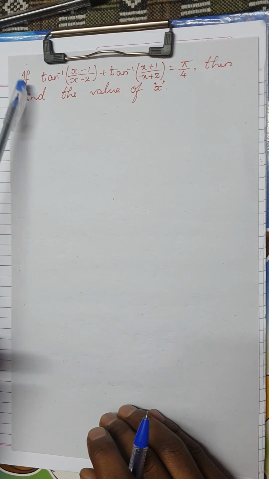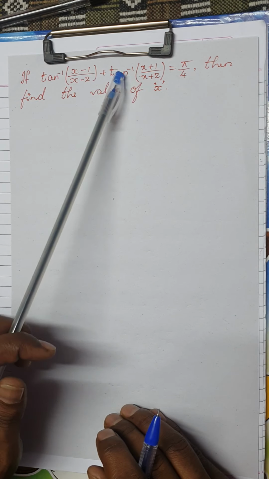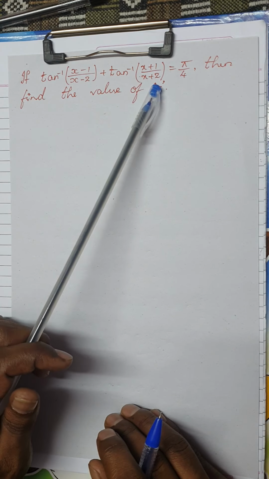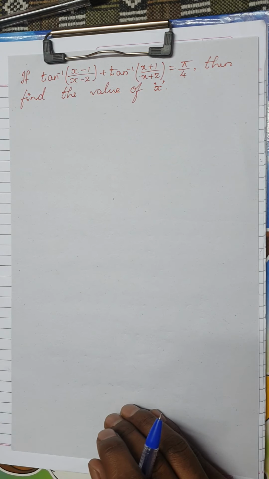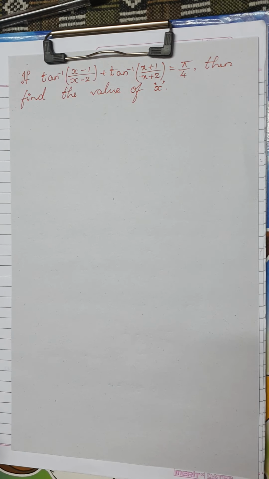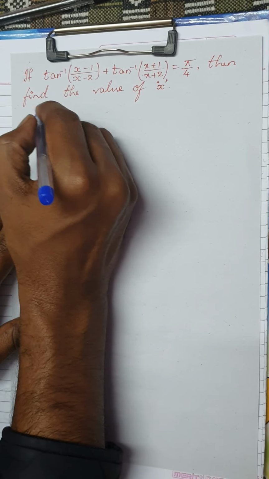Fine. The next question I have is, if tan inverse of (x minus 1) divided by (x minus 2) plus tan inverse of (x plus 1) divided by (x plus 2) is equal to pi by 4, then find the value of x. Okay? This is a quite lengthy question, but you can solve it. You need not worry much. The left hand side looks like tan inverse of x plus tan inverse of y. So I'm going to use the property.